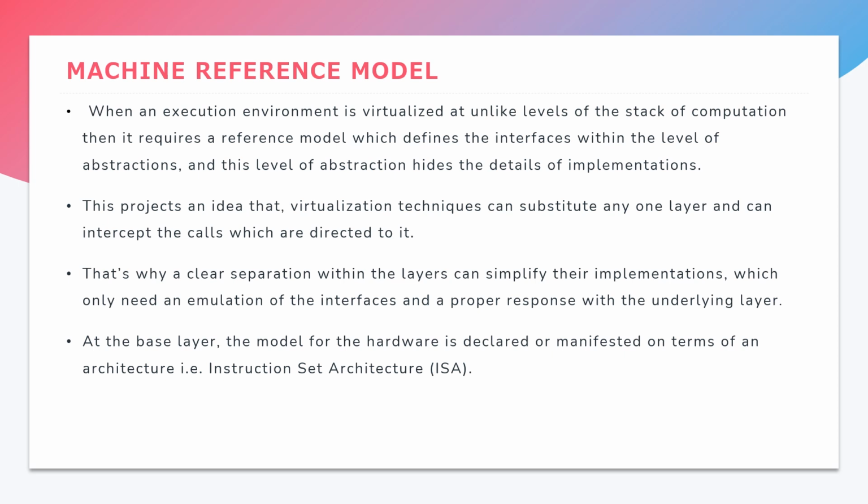When an execution environment is virtualized at different levels of the stack of computation, it requires a reference model which defines the interface within the levels of abstraction, and this level of abstraction hides the details of implementation. This projects an idea that virtualization techniques can substitute any one of the layers and can intercept the calls which are directed to it. That's why a clear separation within the layers can simplify their implementations, which only need an emulation of the interface and a proper response with the underlying layer.